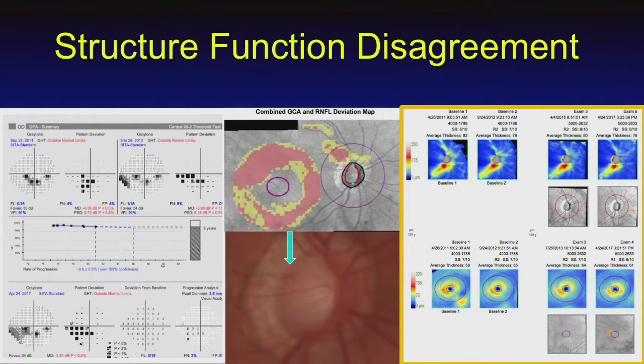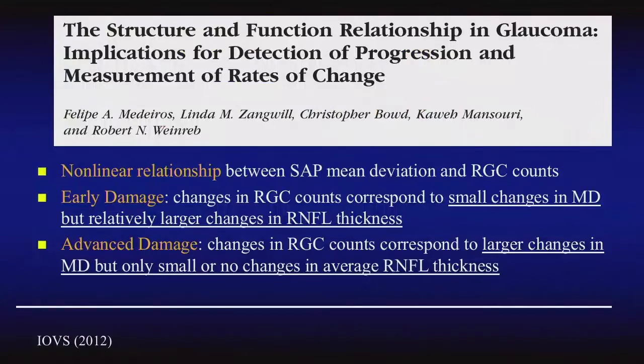So there are a lot of reasons to explain this type of structure-function disagreement, and many folks from various institutions across the world have discussed structure-function relationships. This is a really nice study that Felipe Medeiros and colleagues from San Diego showed, which explained in part this discordance based upon the fact that there is a non-linear relationship between structure and function, such that it is very much dependent upon the stage of the disease.